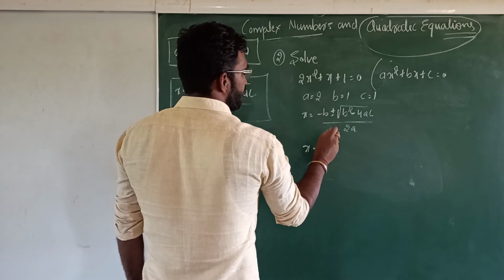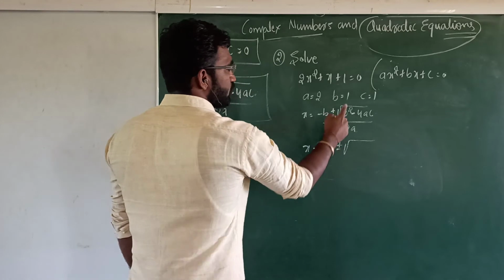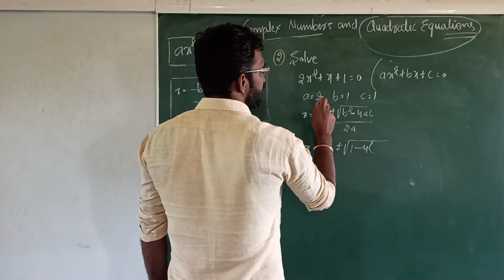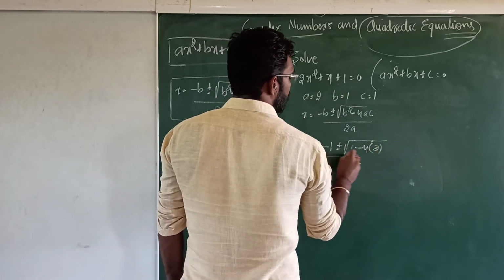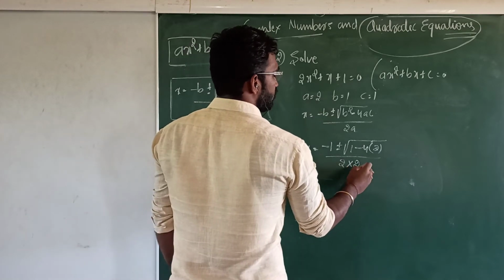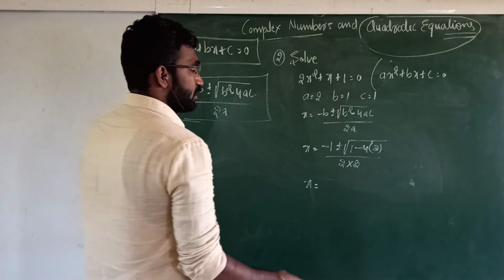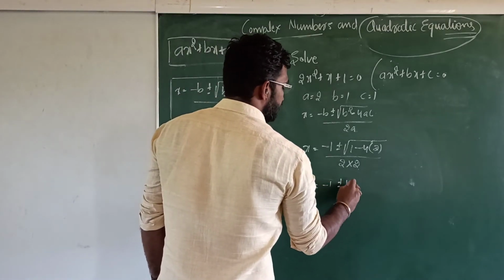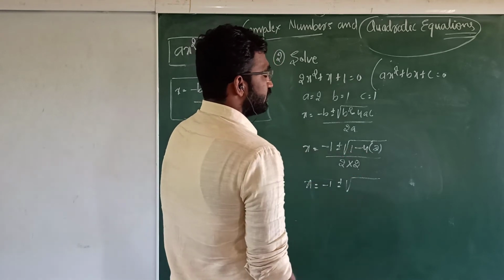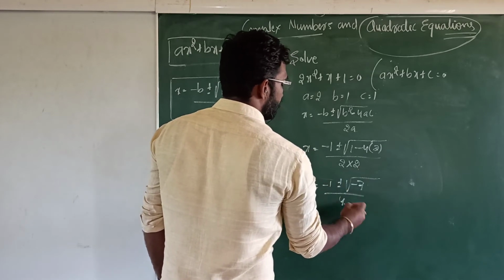x = -b, the b value is 1, plus or minus as it is, b² means 1², that is nothing but 1, minus 4 into ac, that is a into c, which is 2, whole divided by 2 into the a value, which is 2, therefore 2 into 2. Simplifying: x = (-1 ± √(4 into 2 is 8, 1 minus 8 is -7)) / (2 into 2 is 4).